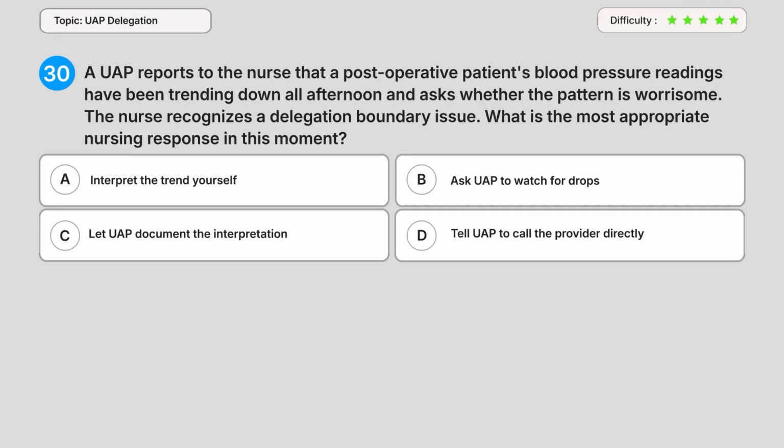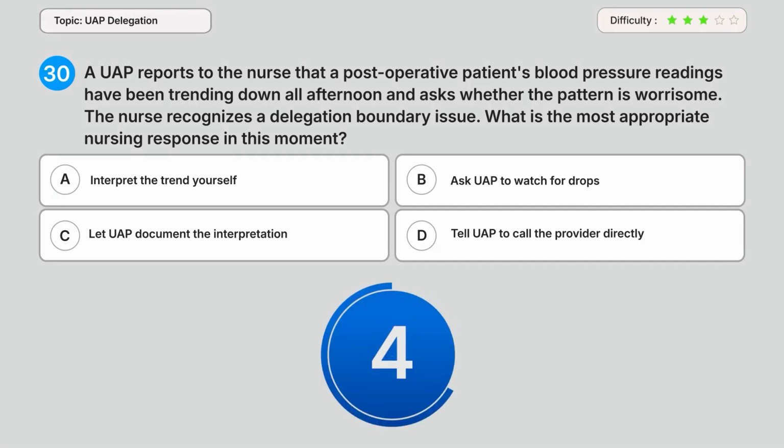A. Interpret the trend yourself. B. Ask UAP to watch for drops. C. Let UAP document the interpretation. D. Tell UAP to call the provider directly. Do you know the answer?